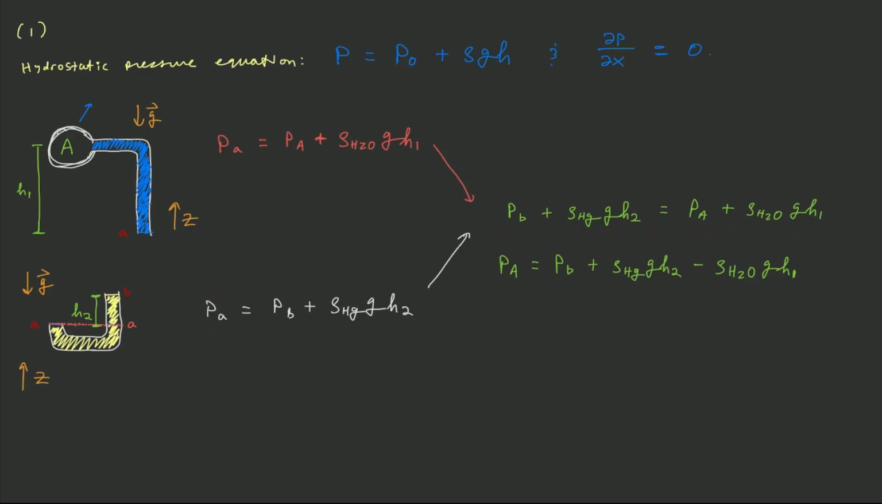Now, if we solve this for P big A, then we get this expression right here where we have P of little b plus rho Hg g h2 minus rho H2O g h1. And that's just from setting these expressions equal to one another, which is just the hydrostatic pressure equation applied to the first section of this manometer and the hydrostatic pressure equation applied to the second section of this manometer. So we're going to apply the hydrostatic pressure equation in sequence across every section of this manometer and then combine the equations such that when we have PA and PB in the same expression, we can find delta P.